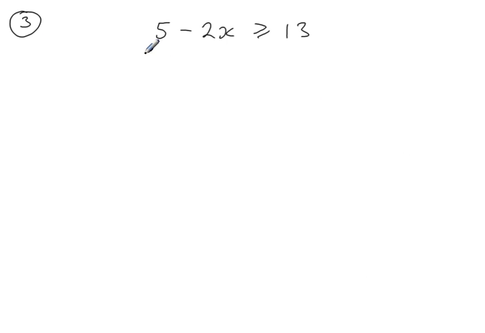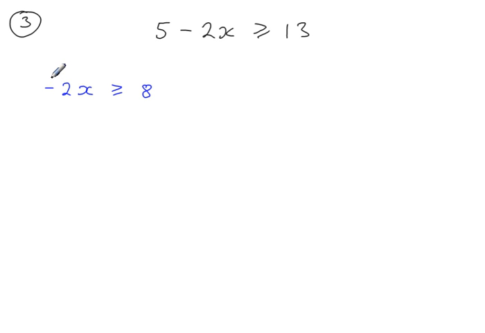For this inequality, I'm going to use two separate methods. First one, if I subtract 5 from both sides, on the left hand side you've got minus 2x, it's greater than or equal to, and 13 minus 5 gives you 8. And now to get the x by itself, I need to divide both sides by minus 2.